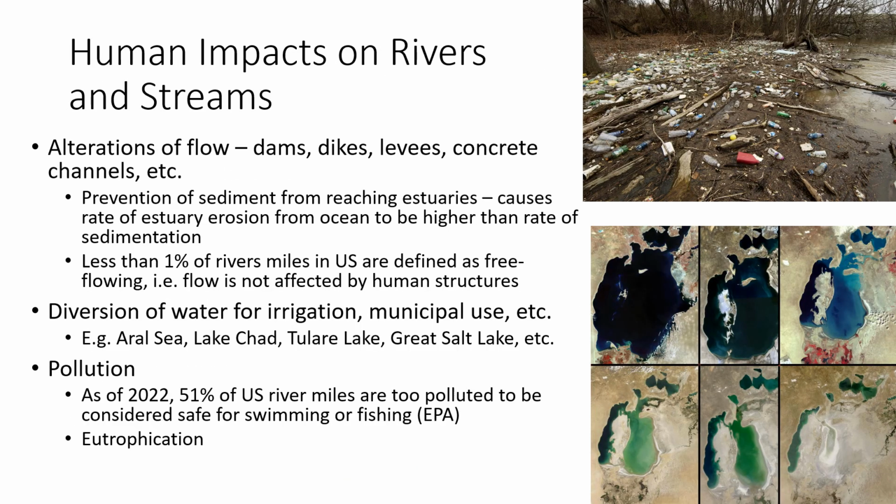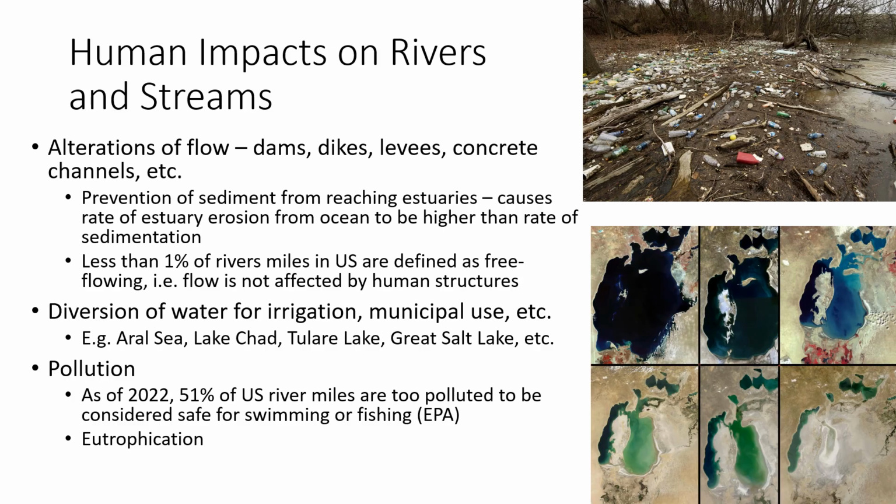Many of the impacts that we have for rivers and streams are the same for our other freshwater aquatic systems because many of them are interconnected by rivers and streams. So alterations of flow like dams, dikes, levees, concrete channels like we talked about with the LA River, prevention of sediment from reaching the coastline or from reaching the estuary. That's going to cause the rate of the estuary to erode faster than being deposited or growing. We'll talk about that a little bit more in the following slides.